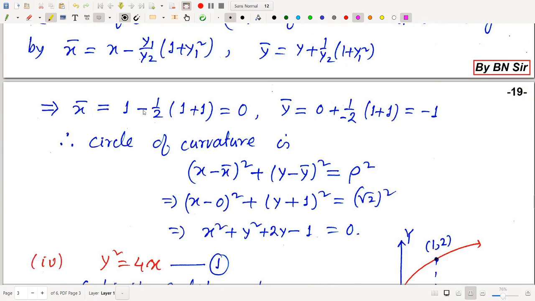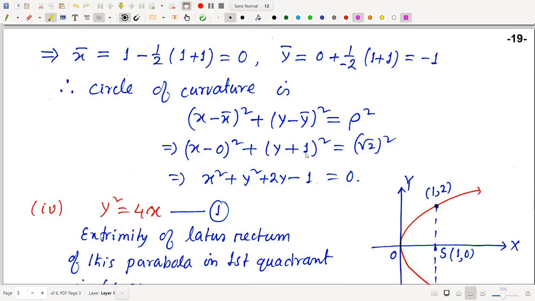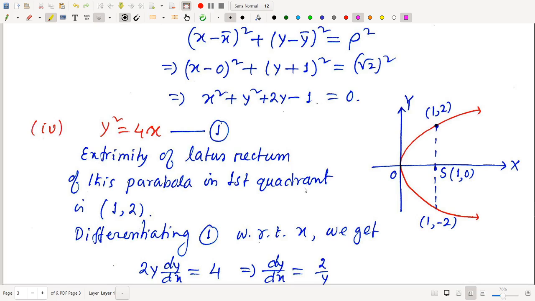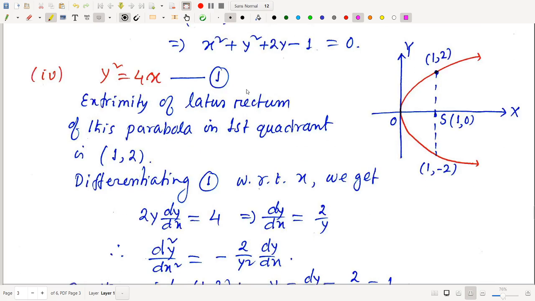Therefore the center of curvature we have got is 0 comma minus 1. Therefore the circle of curvature is given by (x minus x bar) square plus (y minus y bar) square equal to rho square. So (x minus 0) square plus (y minus minus 1, means plus 1) whole square equal to root 2 square. So it is x square plus y square plus 2y plus 1 minus 2 means minus 1, equal to 0.